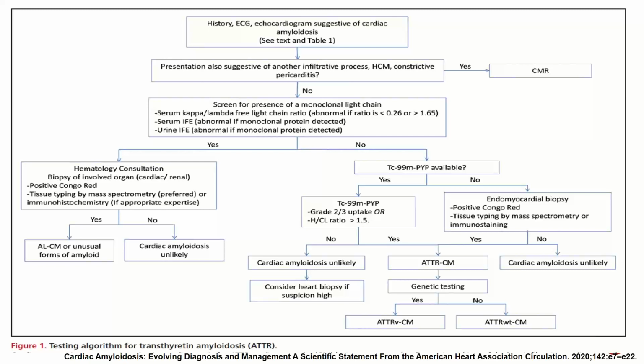And if that is positive, the patient should be referred to hematology for further management. If not, then the patient should go to pyrophosphate scintigraphy if available. If it's diagnostic, then genetic testing has to be done to determine the genetic type of ATTR. If the pyrophosphate is not available, then an endomyocardial biopsy is the next step, with a positive Congo red stain for amyloidosis.